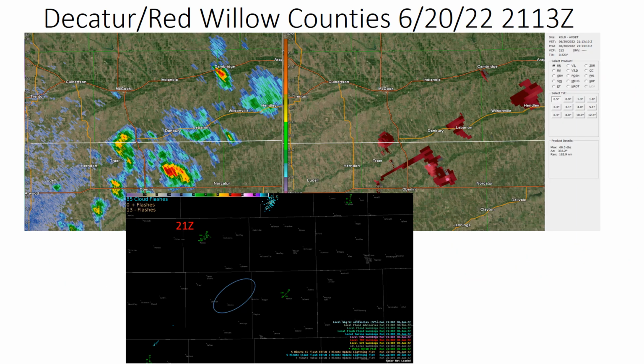So the first slide here that I'm going to show you is at 2113Z. The area that you are going to be looking at is going to be on that cell just to the northeast of Oberlin there. I included the lightning data as well, which is the very bottom image, and make note of how there is no lightning present there.